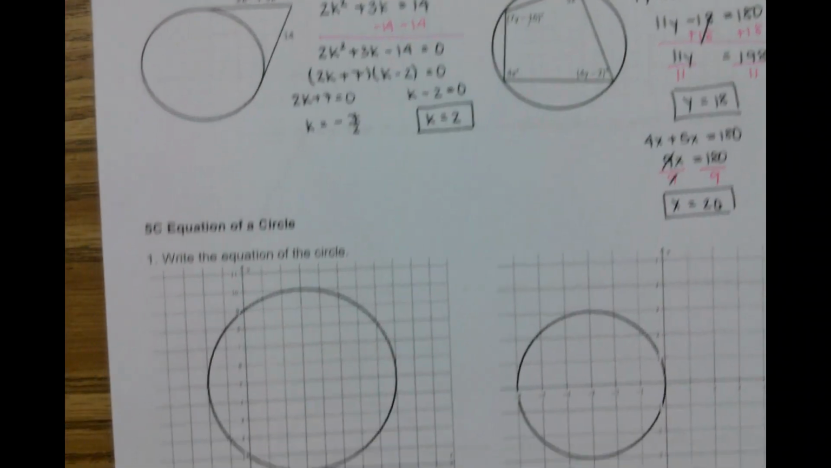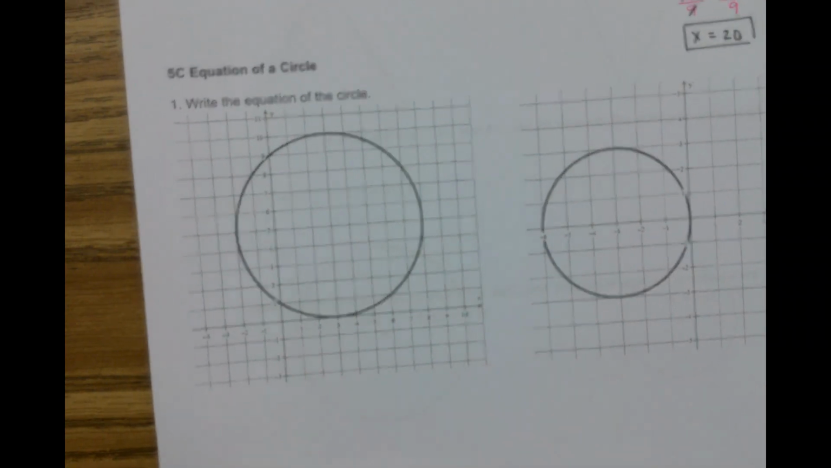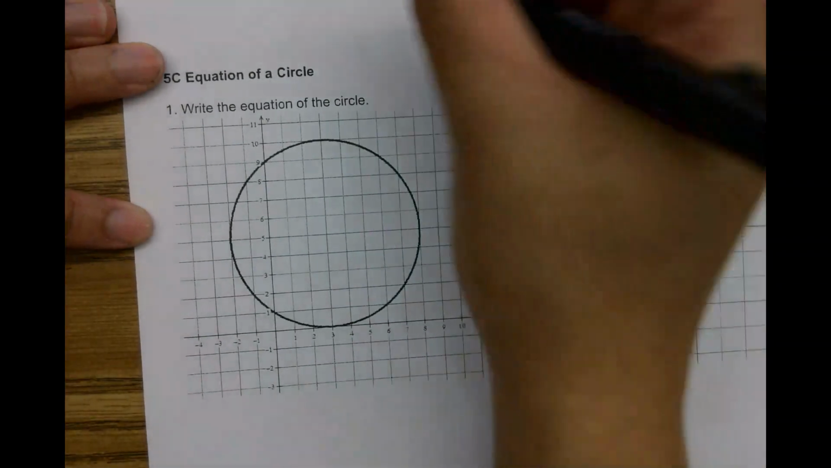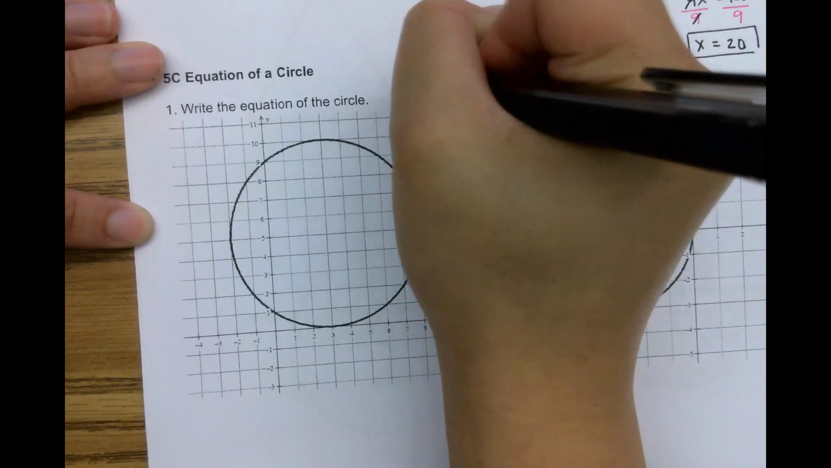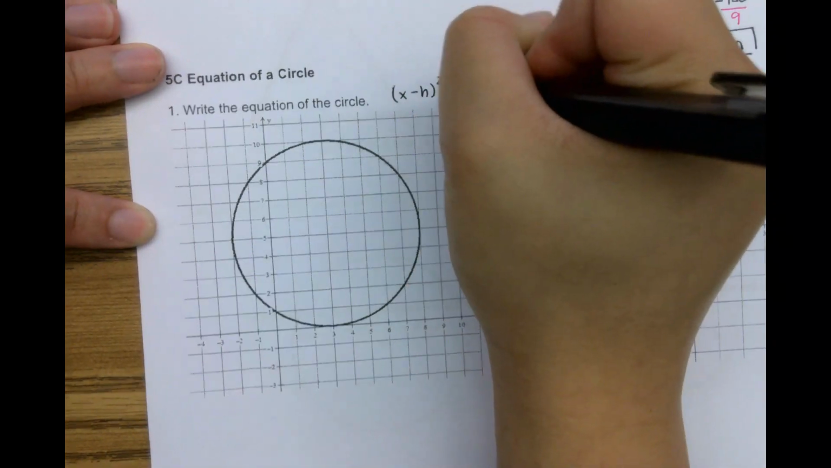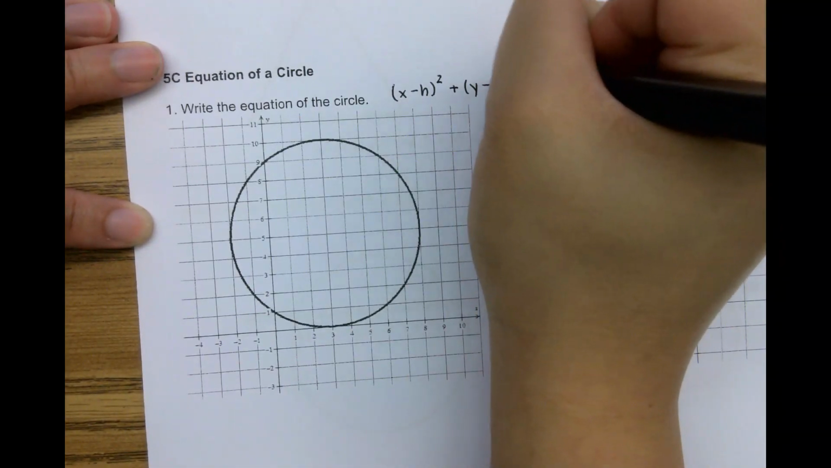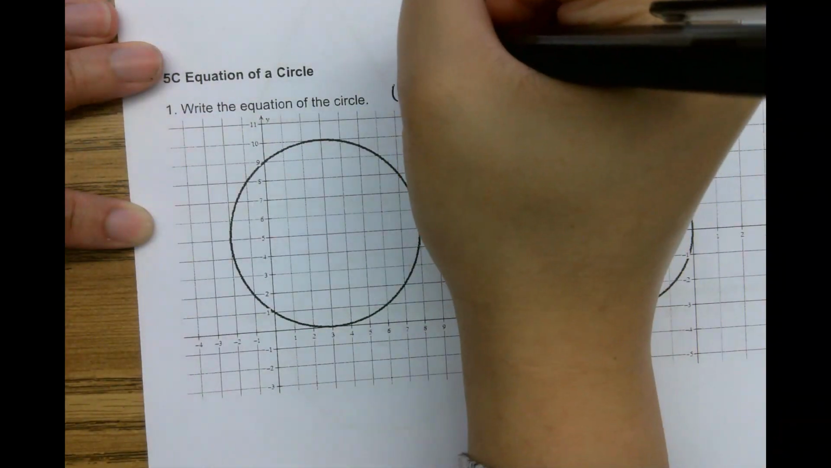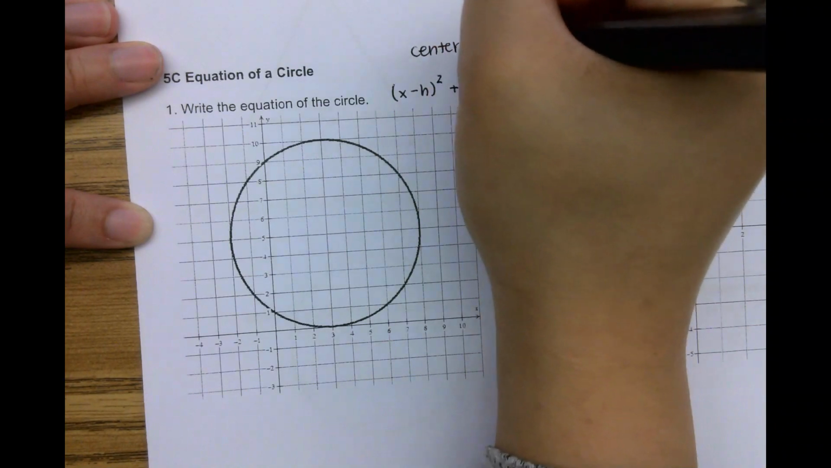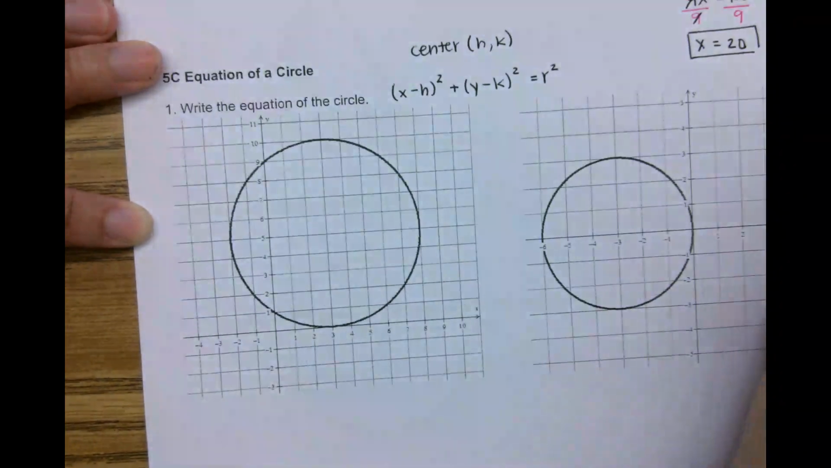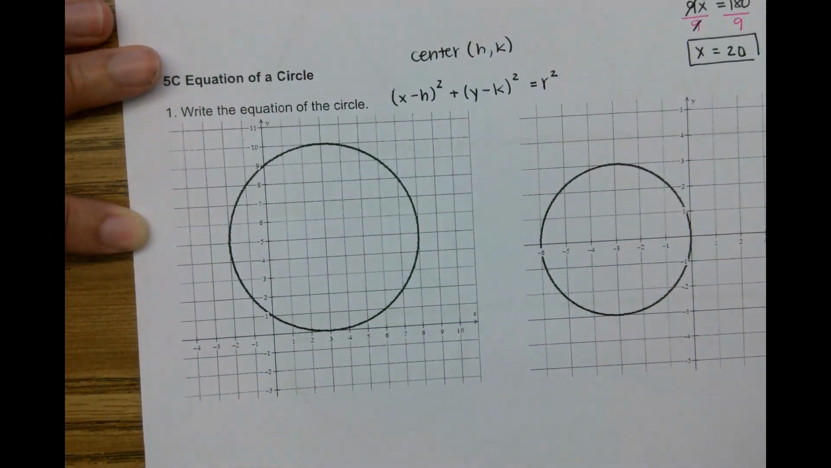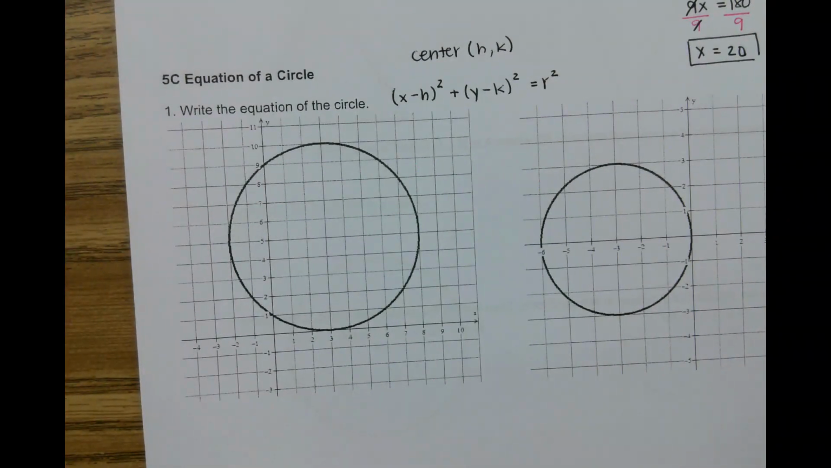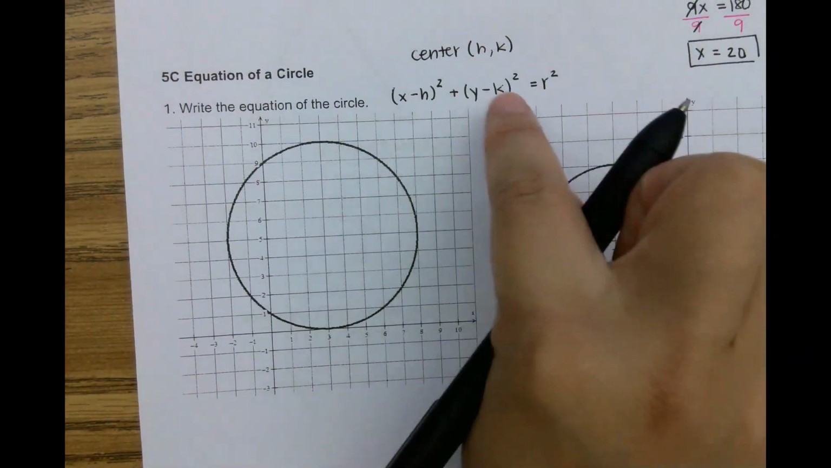So 5C is equation of a circle. A reminder about the equation of a circle. This is the equation: x minus h squared plus y minus k squared equals r squared. h and k make the center. And then r is the radius. So all you need to write the equation is knowing the center, h, k, and the radius.